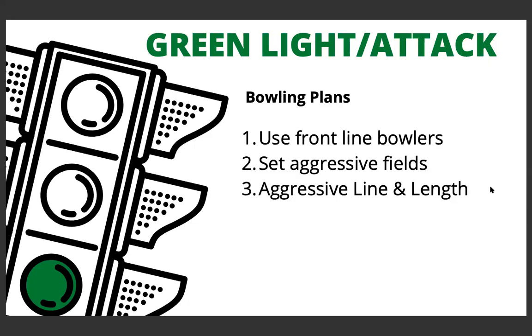So that aggressive line and length is all about trying to bowl nice and full on that top of off stump, underneath the knee roll, and then going on trying to get the ball to swing away and catch the edge. Okay? So that's the bowling plans.